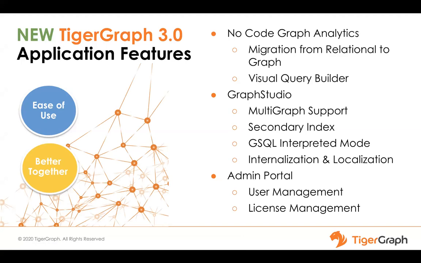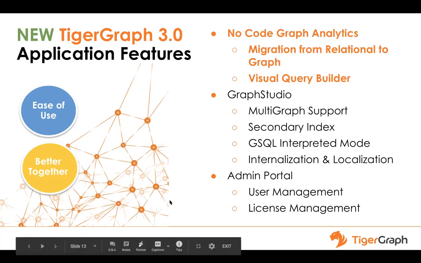And the second part is the improvements in GraphStudio itself. We included the MultiGraph support. We also supported secondary index in sync with the 3.0 engine features. We added the GSQL interpret mode for the writing query sections. We also added internationalization and localization for UI platforms. And for Admin Portal, we added user management and also license management.